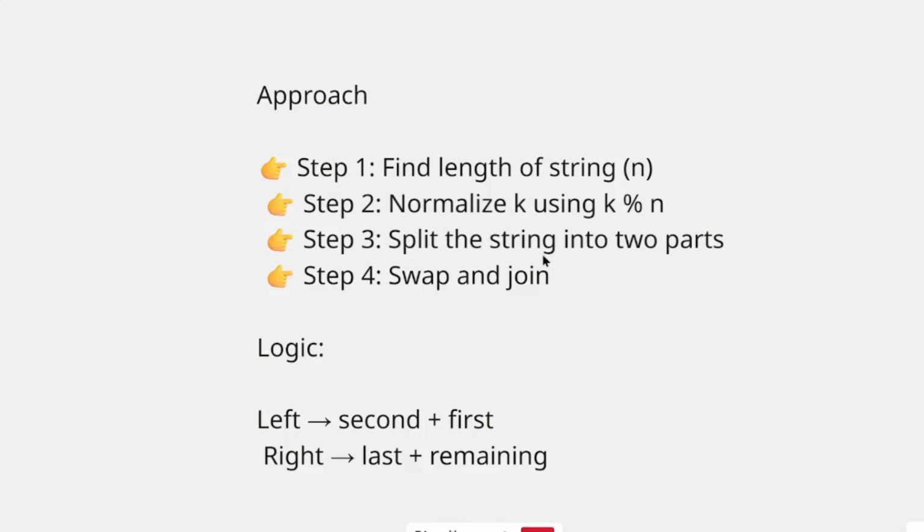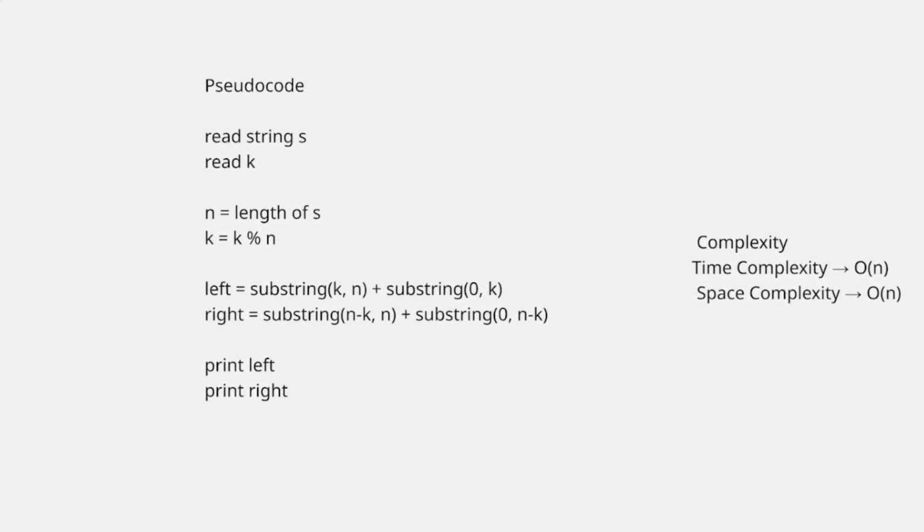So let's see the pseudocode. So here is our pseudocode. At first, read the string and k, which means taking input from the user. And n equal to length of s, which is the length of the string, and k equal to k modulo n. Next we are going to rotate the string by left and right, and print the left and print the right also.